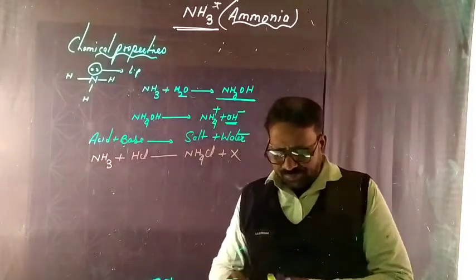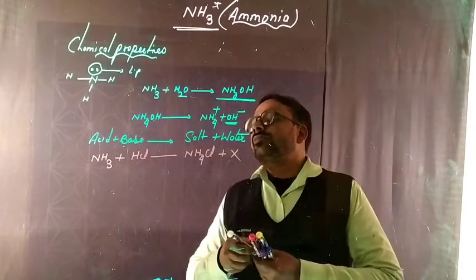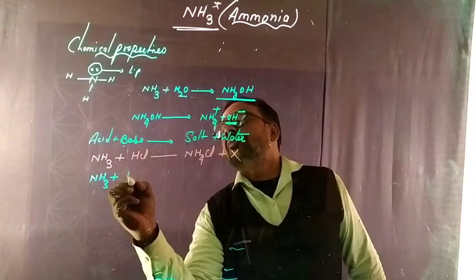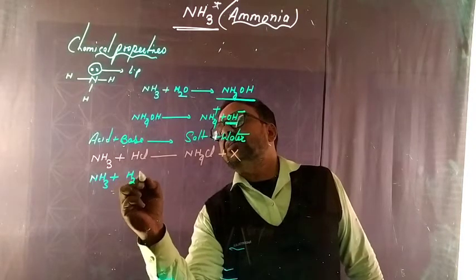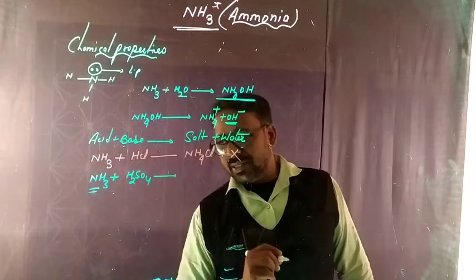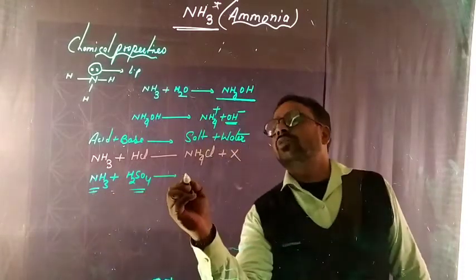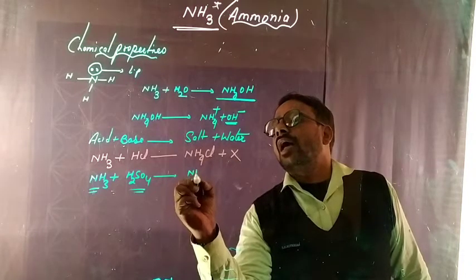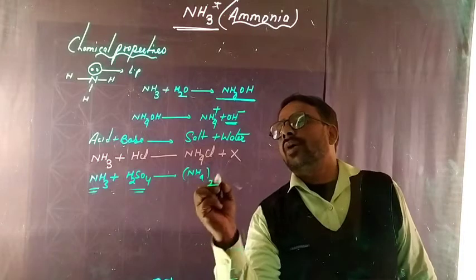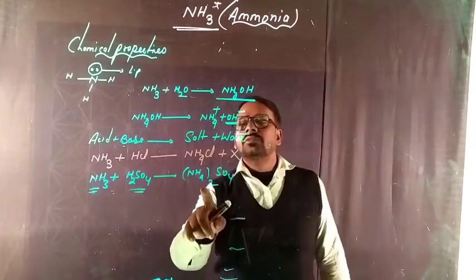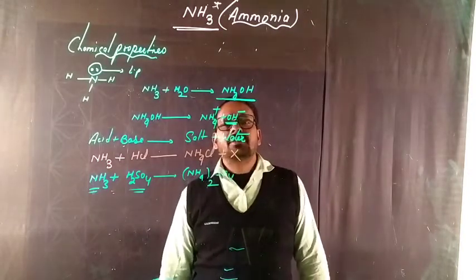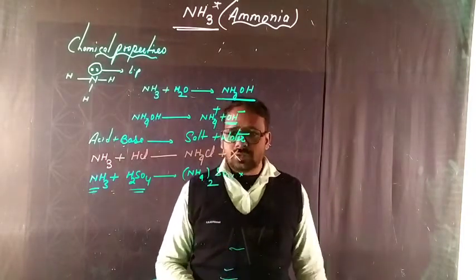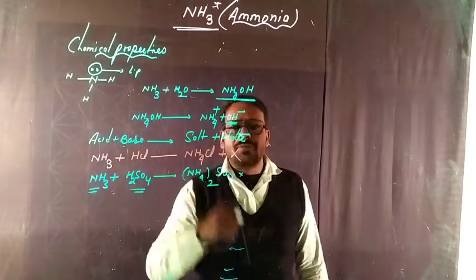Similarly, if you take NH3 and react it with sulfuric acid, because it is basic in nature and this is an acid, what will you get? (NH4)2SO4, ammonium sulfate, but you will not get water. So this is a basic character. It doesn't mean that you will get the water molecule also, because you cannot get the water molecule in this case, because it does not have oxygen.